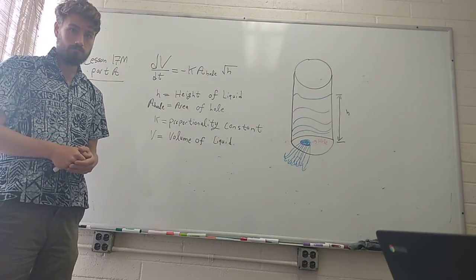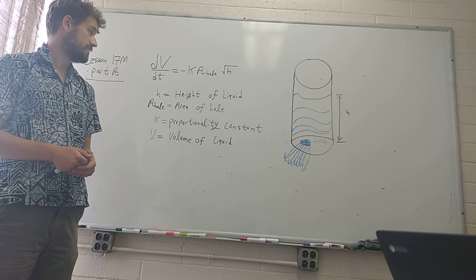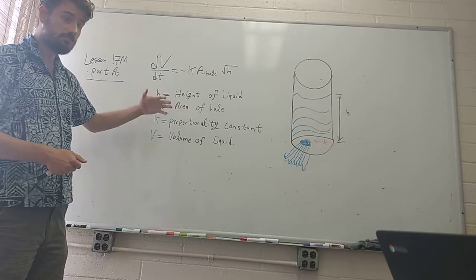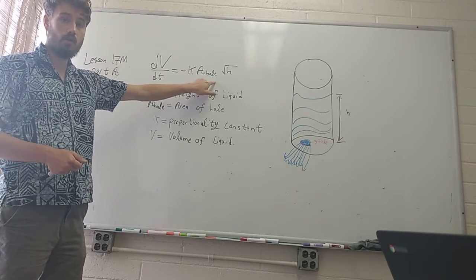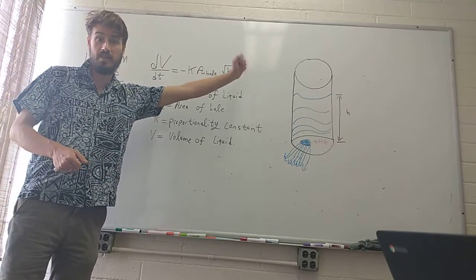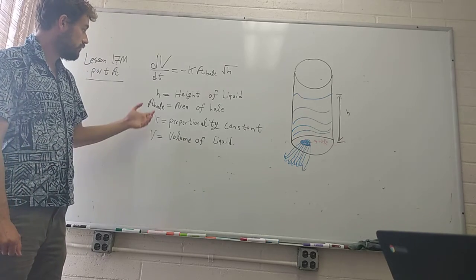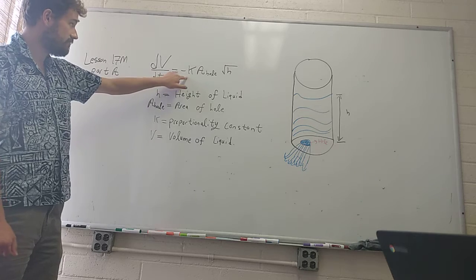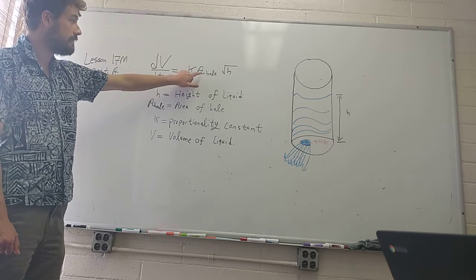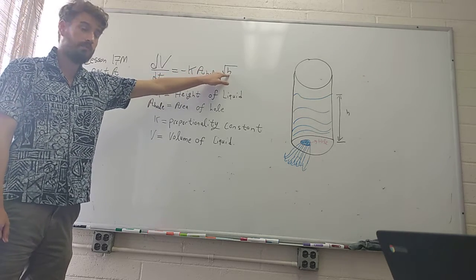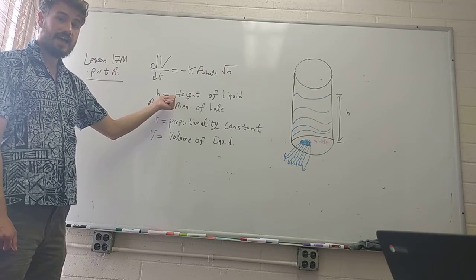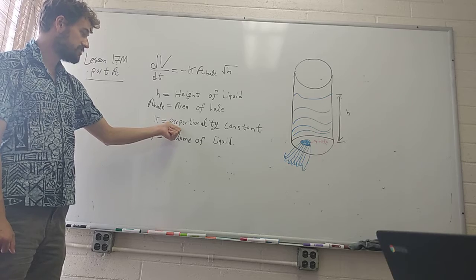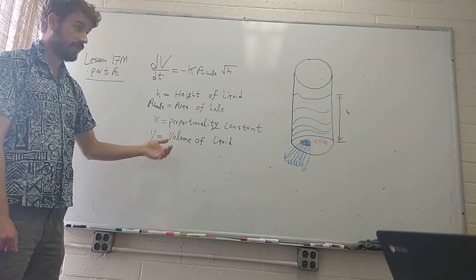Liquid leaks out of a hole and causes the volume of the liquid to decrease. So the rate at which the volume decreases is proportional to the area of the hole and the square root of the height of liquid in the container. That's all this is really saying. dV/dt is negative some proportionality constant times the area of the hole times the square root of the height of the liquid. H is the height of the liquid, A sub hole is the area of the hole, K is the proportionality constant, and V is the volume of the liquid.